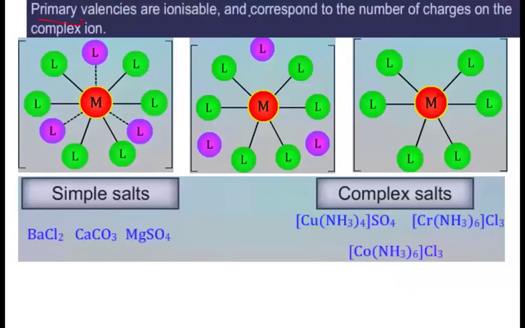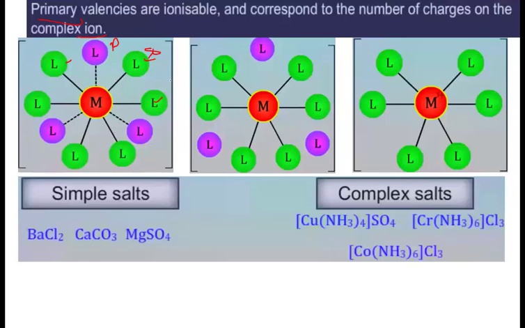Primary valencies are ionizable and correspond to the number of charges on the complex ion. For example, in this diagram you can see the central metal atom is attached to 6 plus 3 different ligands. The green ones, which represent the secondary valency, are shown by dark lines, and the 3 dotted lines are the primary valencies, shown in blue.